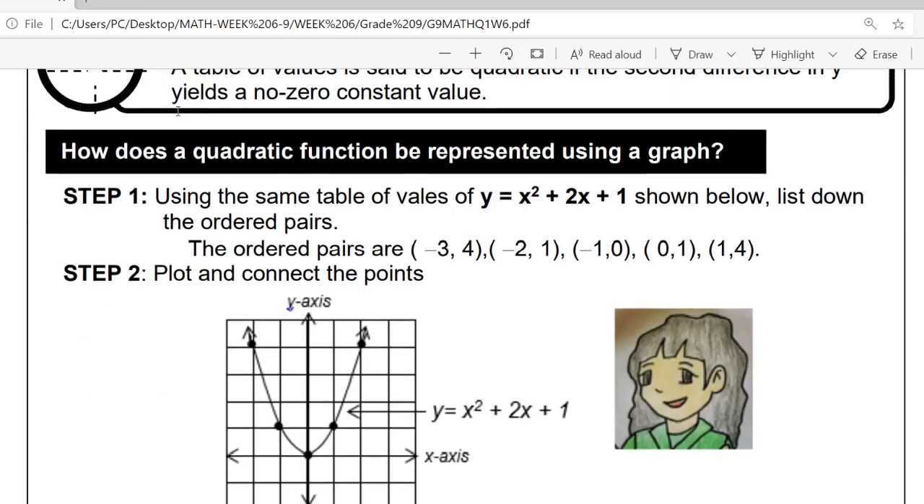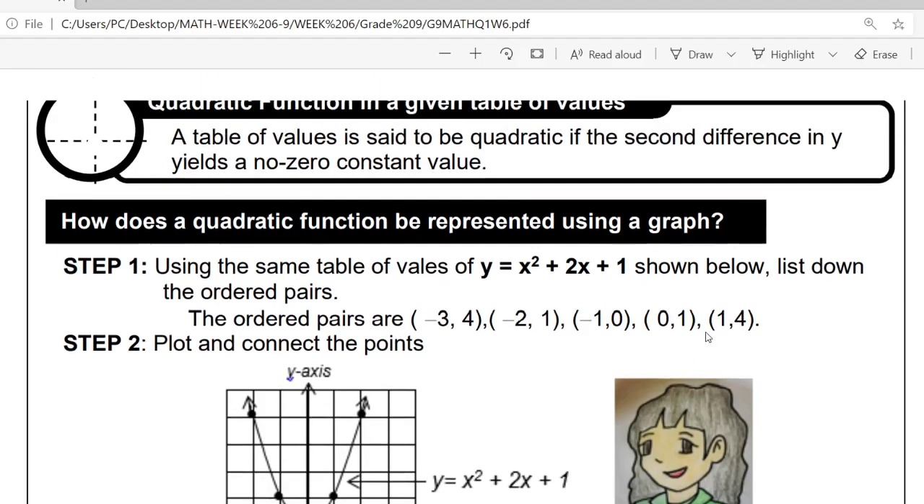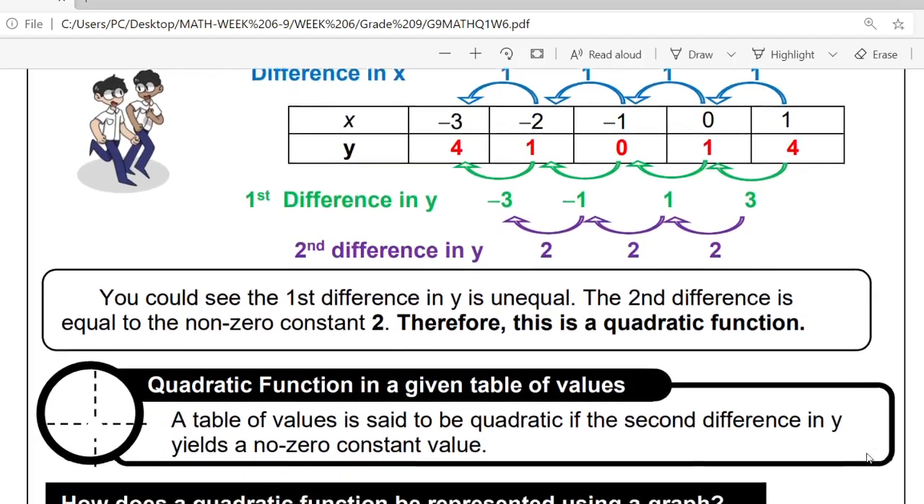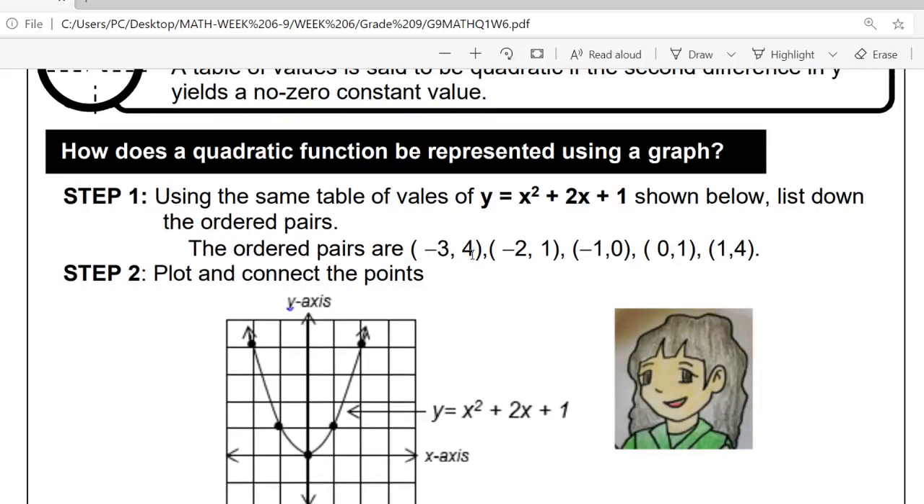Next. How can a quadratic function be represented using a graph? Step one, using the table of values, list down the ordered pairs. Negative 3, 4; negative 2, 1; negative 1, 0; 0, 1; 1, 4. So these are called ordered pairs. We got these from the table of values.